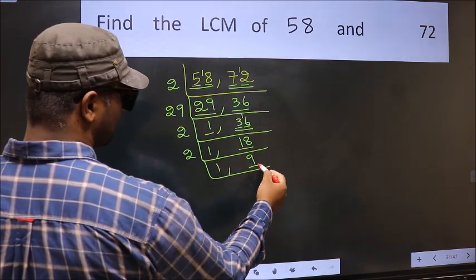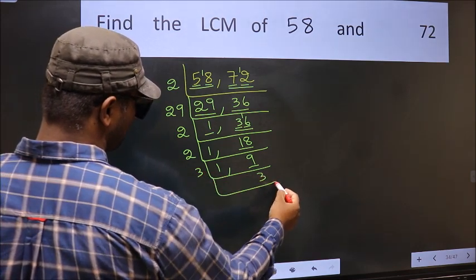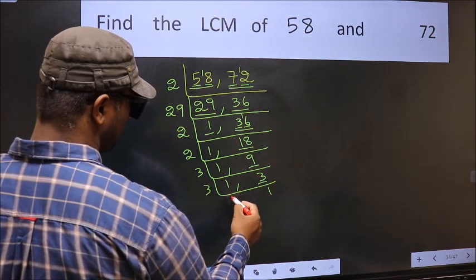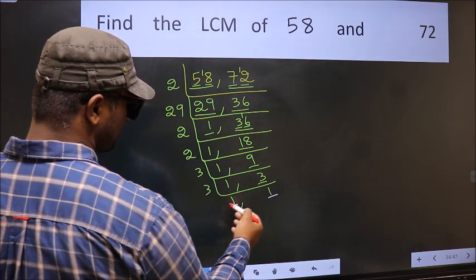Now we have 9. 9 is 3 3's, 9. Now we have 3. 3 is a prime number, so 3 1's, 3. So we got 1 in both the places.